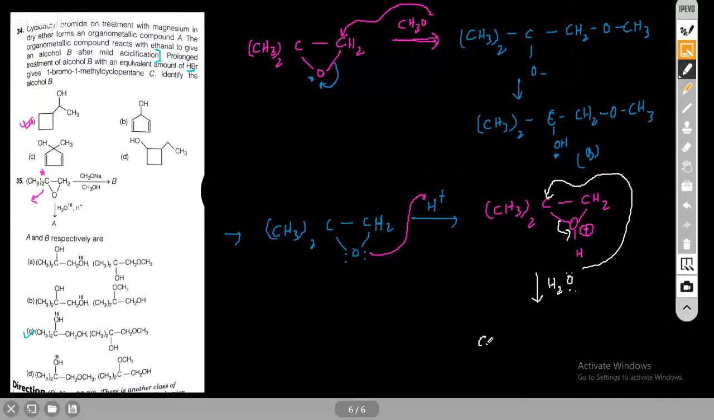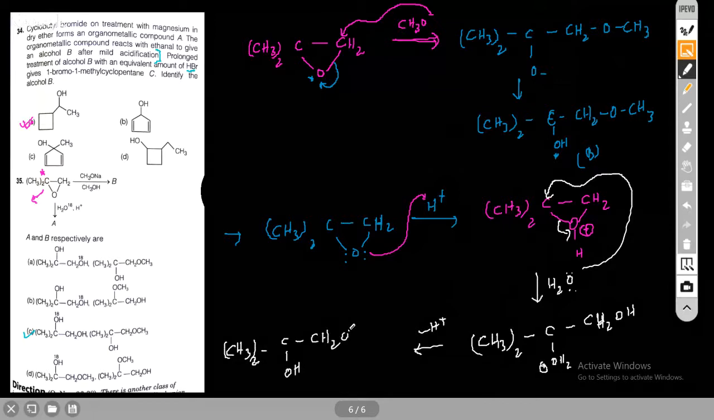So what happens here, you see (CH3)2C-OH2 plus, and then we have CH2OH. And then H plus comes out from this H2O to make this oxygen stable. And we get the final product here: (CH3)2COH, CH2OH.